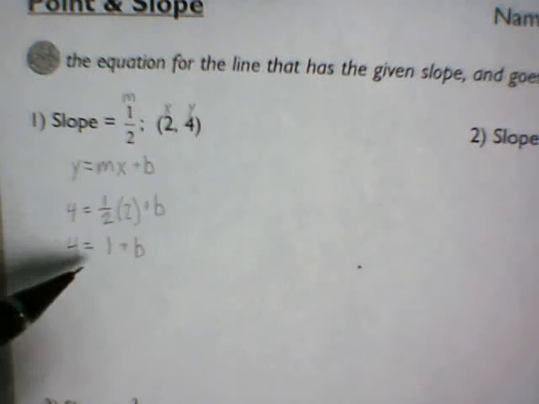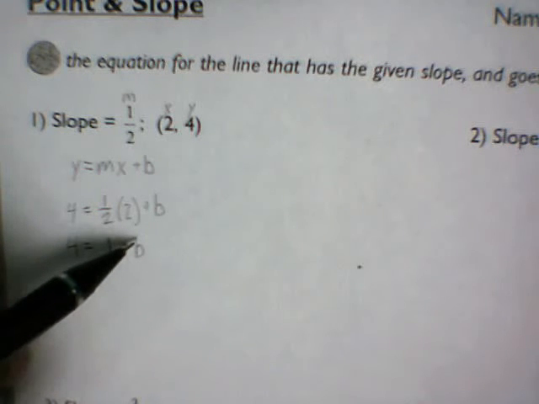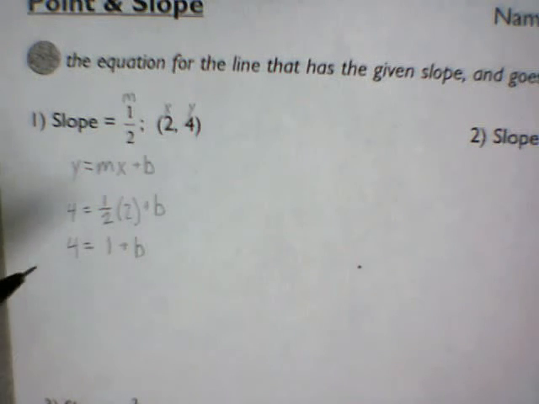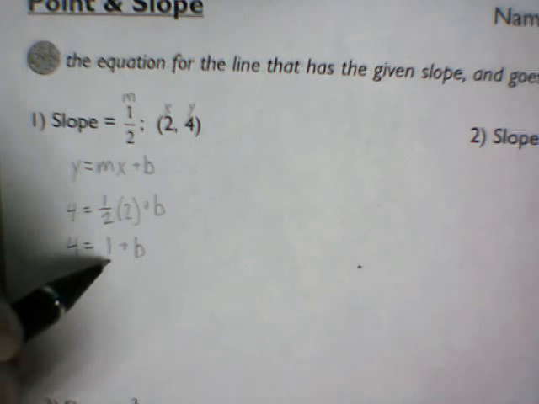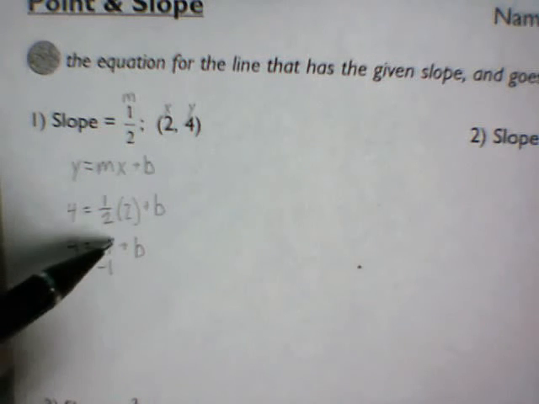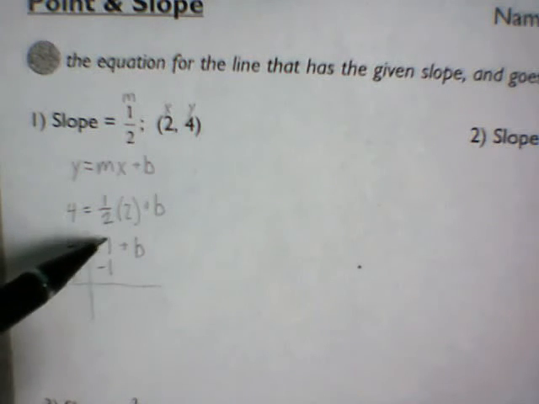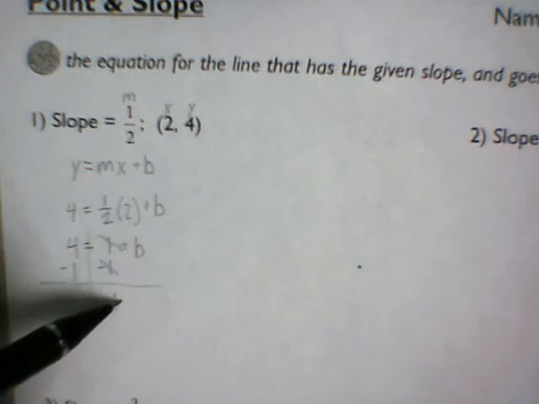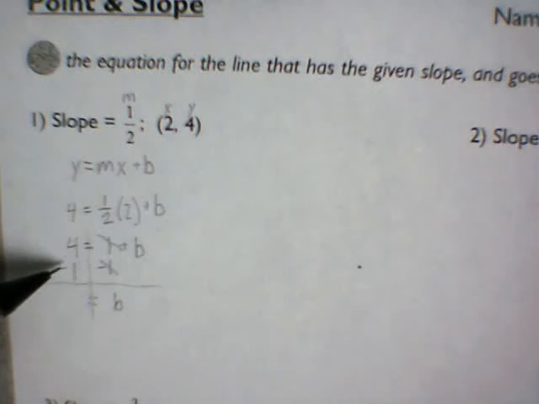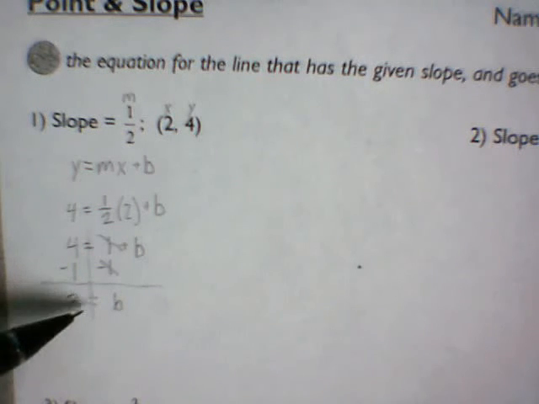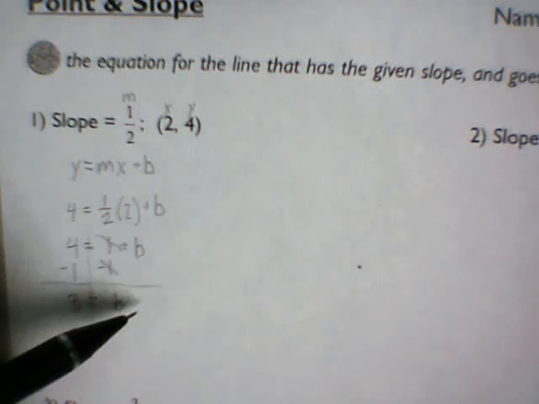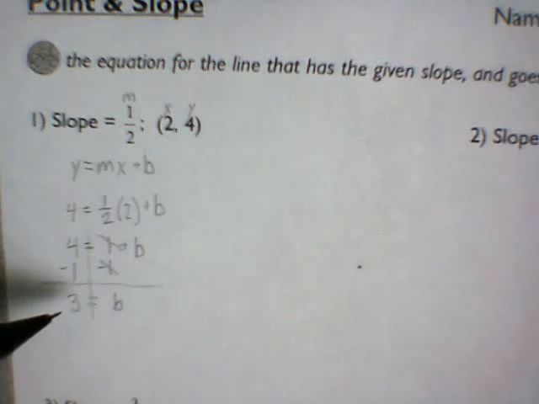So now I've got this nice, neat linear equation with only one variable, so I can solve for what that variable is. The way I do that is I want to subtract 1 from each side to cancel out this plus 1 and leave me with just b. So on this side, the 1's cancel out and all that's left is b. And on this side, 4 minus 1 equals 3. All of a sudden I've solved for what the y-intercept is. I know the y-intercept is 3.